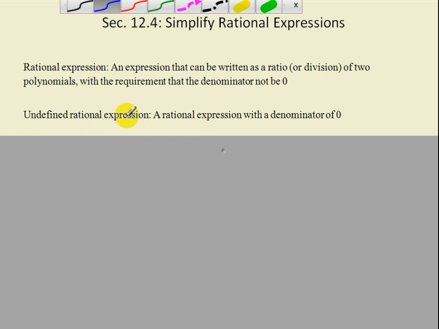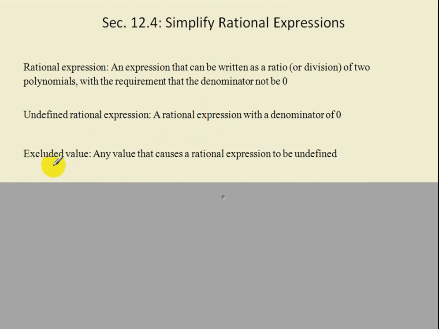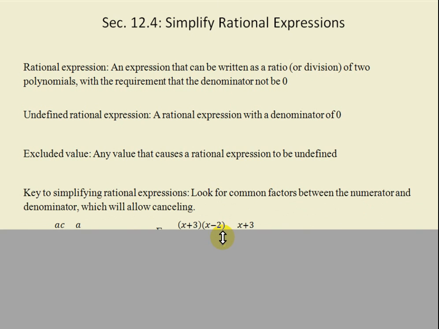An undefined rational expression will be a rational expression that has a denominator of zero. Remember, we don't want that. And then we want to look at excluded values. An excluded value is any value that causes a rational expression to be undefined. Again, we want to avoid that.